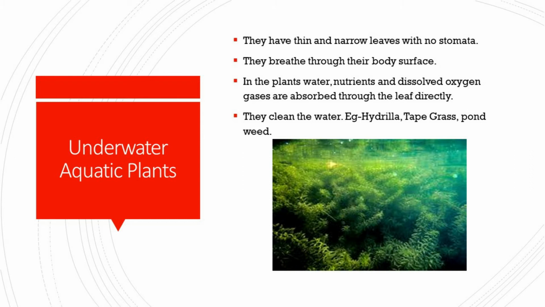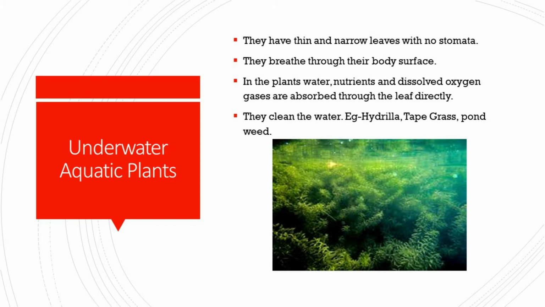Secondly, they breathe through their body surface. Third, in these plants, water, nutrients and dissolved oxygen gases are absorbed through the leaf directly. Whatever nutrients and oxygen are mixed in the water, all are taken in through the leaf directly. They help in cleaning the water, and examples are hydrilla, tape grass and pondweed. So these are the three types of aquatic plants.